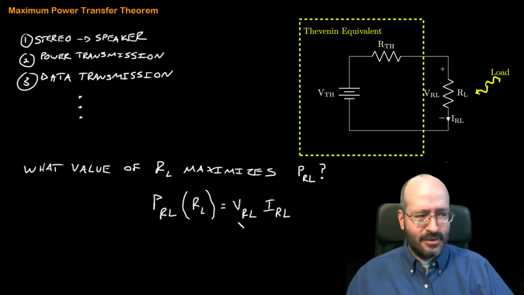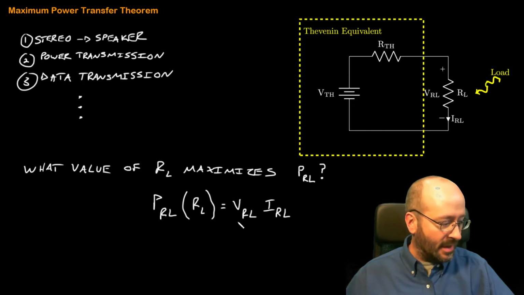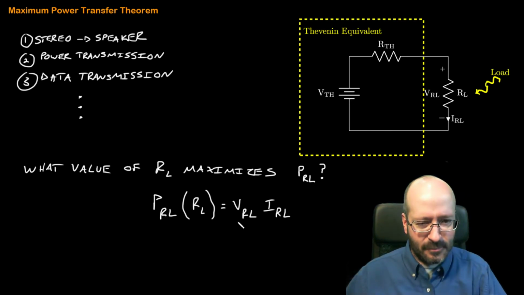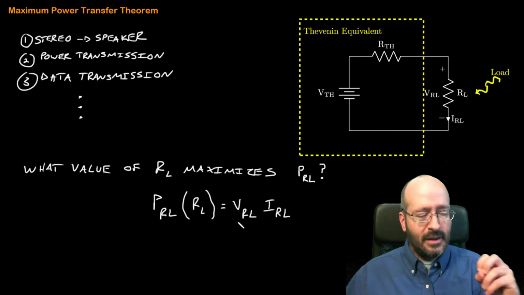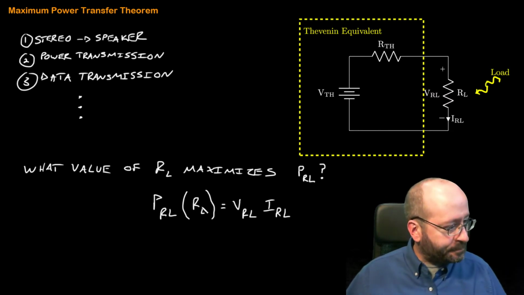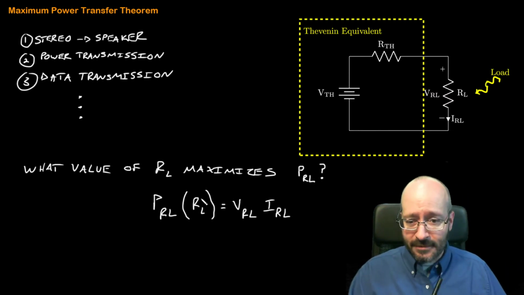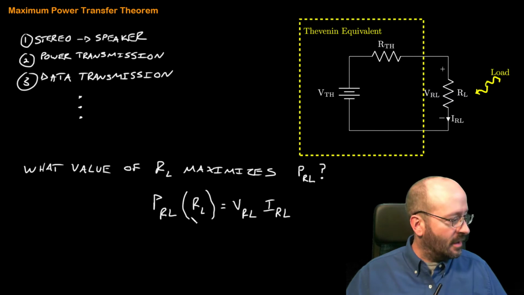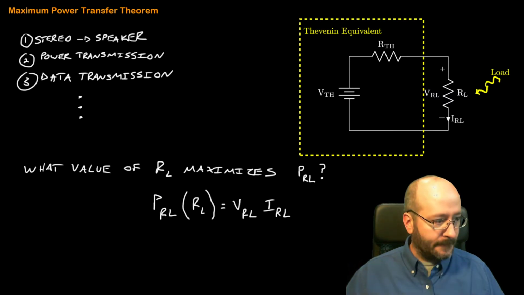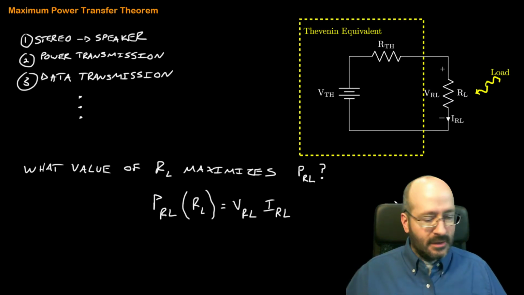So hopefully you've already screamed it at the screen. We'll get to that. If not, you should be thinking about that. Go back to your calc prereqs. How do we find the maximum value? Okay, in order to do it, we need the function. So we want to maximize the power dissipated by the load, and the domain of this function is the resistance of the load.